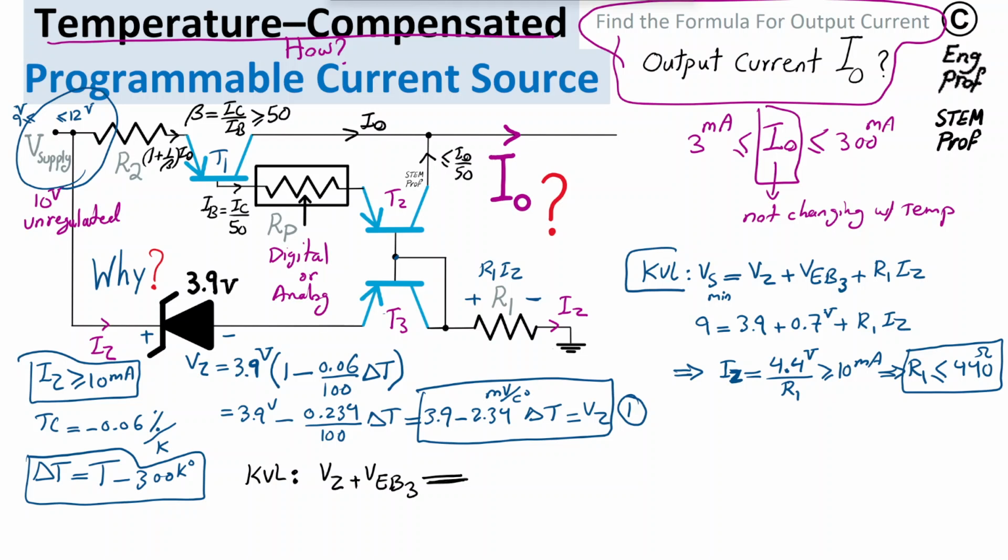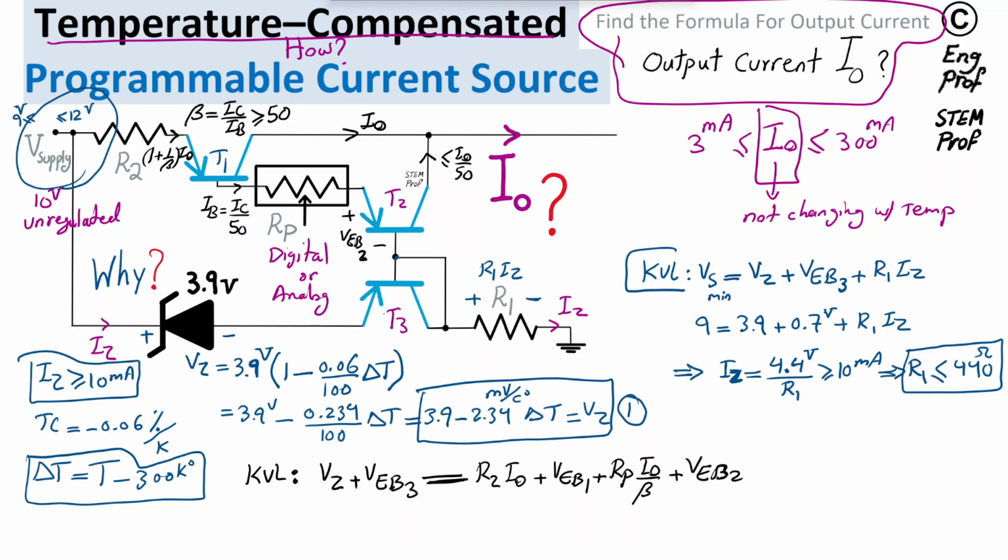All right, so what we get now is R2 times, let's say, I'm going to neglect 1 over beta, so it's R2 I out, and then plus voltage of emitter base of transistor 1, and then plus RP times, again, it would be just simply I out over beta, the current through RP, and then plus the voltage of emitter base of T2, so this voltage basically, VEB2. So with that, I can just write VEB2.